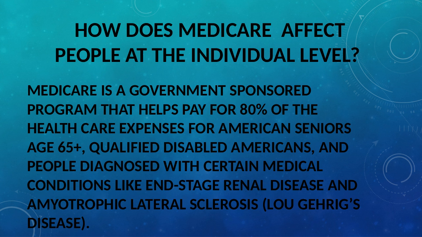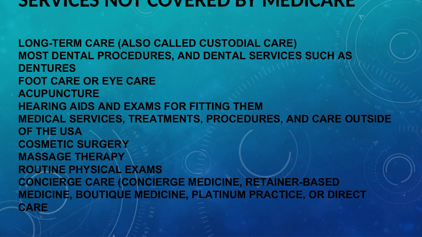How does Medicare affect people at the individual level? Medicare is a government-sponsored program that helps pay for 80% of healthcare expenses for those who qualify, including American seniors age 65 or older, qualified disabled Americans, and people diagnosed with certain medical conditions like end-stage renal disease, which is a type of kidney disease, and Lou Gehrig's disease. There are many services covered by Medicare, including long-term care or custodial care.